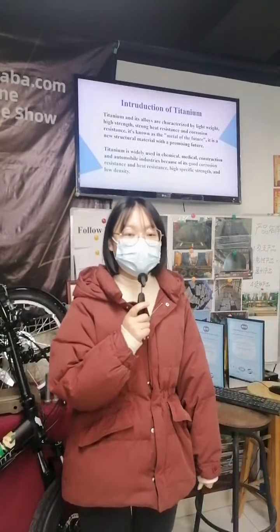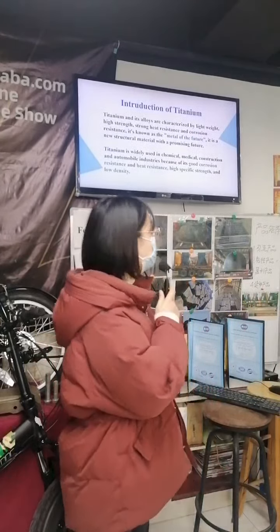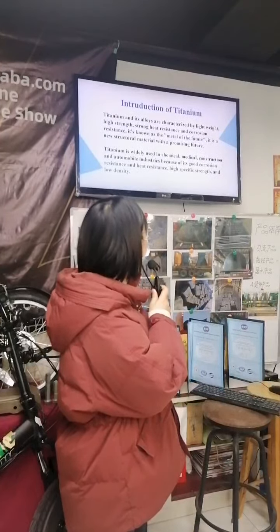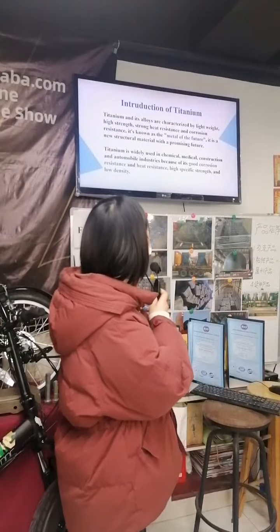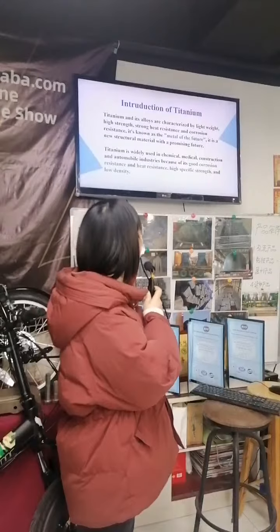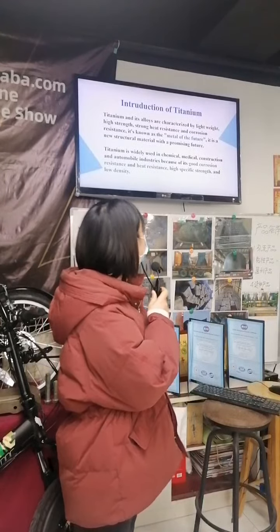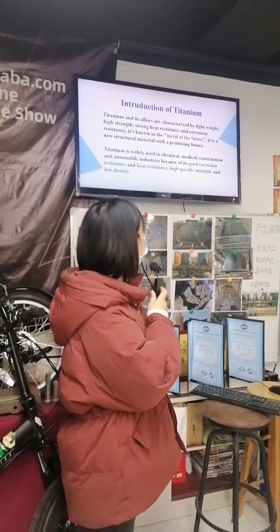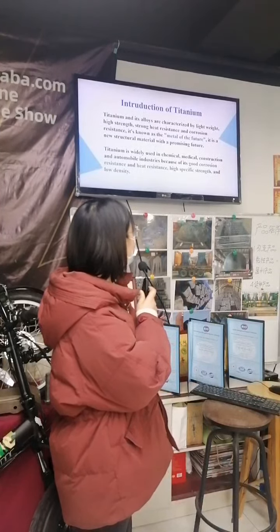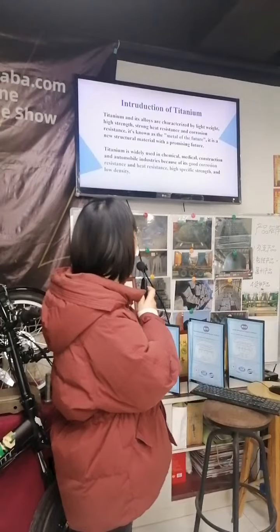First product is the titanium board. Titanium and its alloy are characterized by lightweight, high strength, high heat resistance, and corrosion resistance. It is known as the metal of the future. It is a new structural material with a promising future.